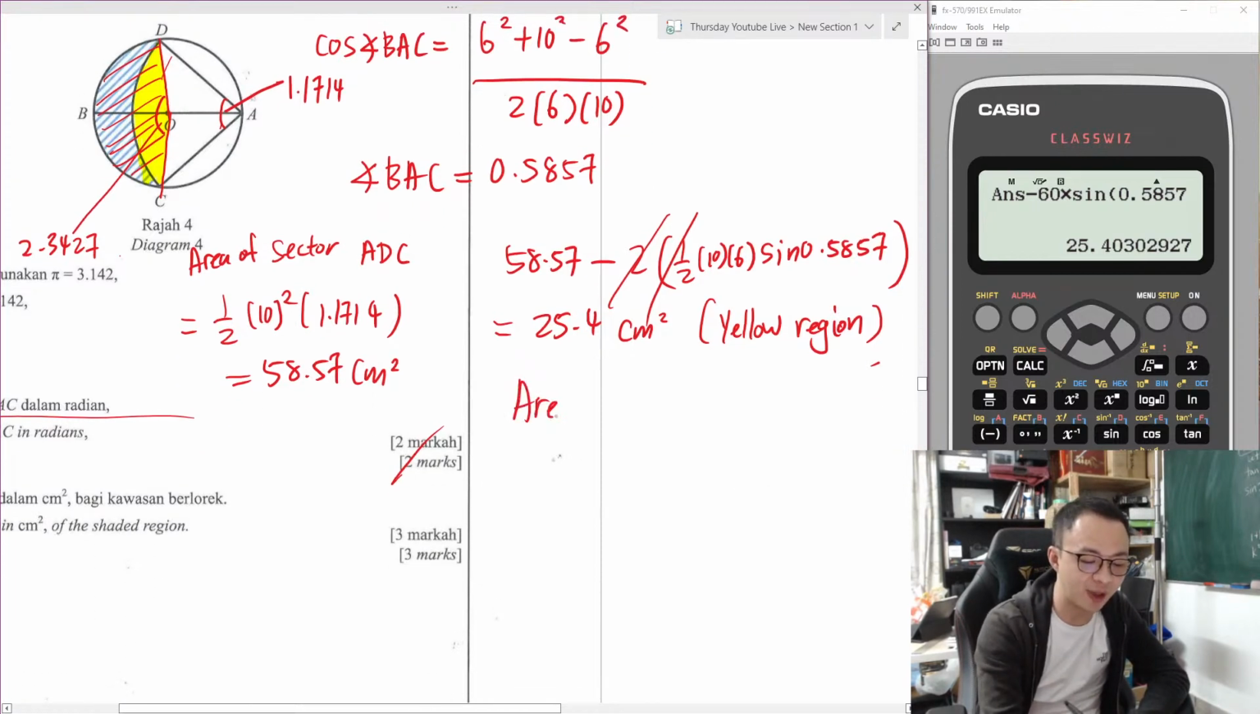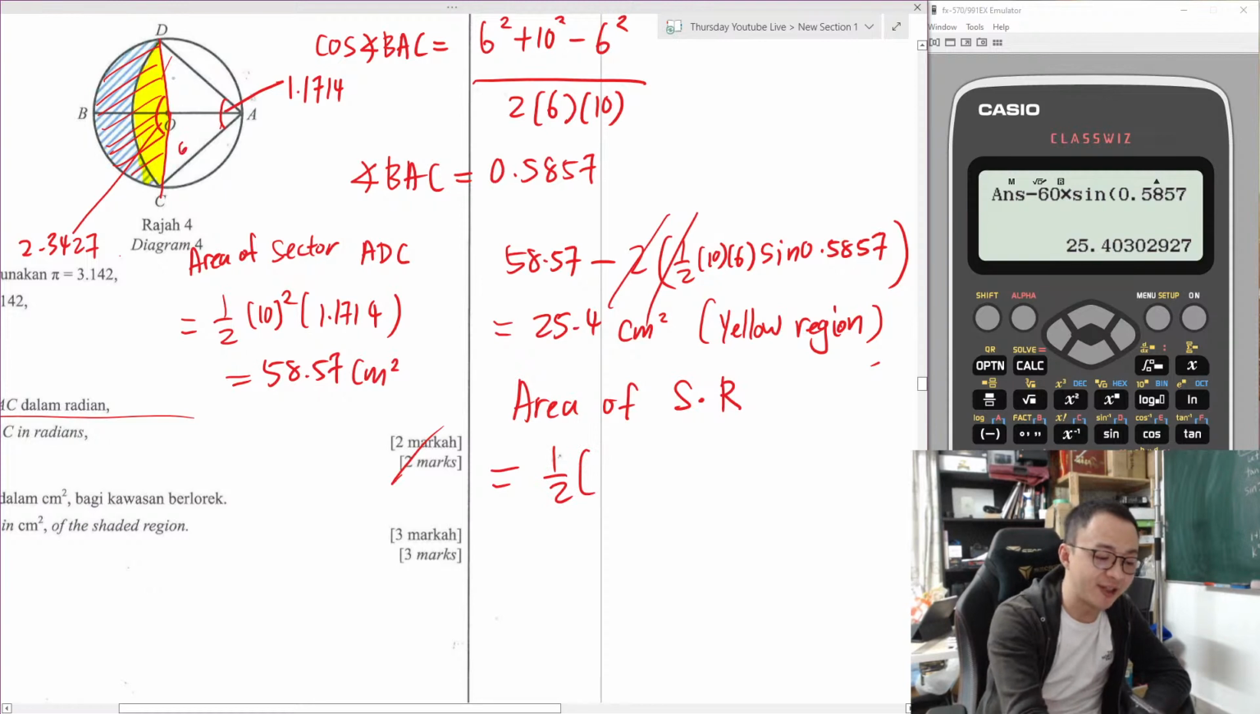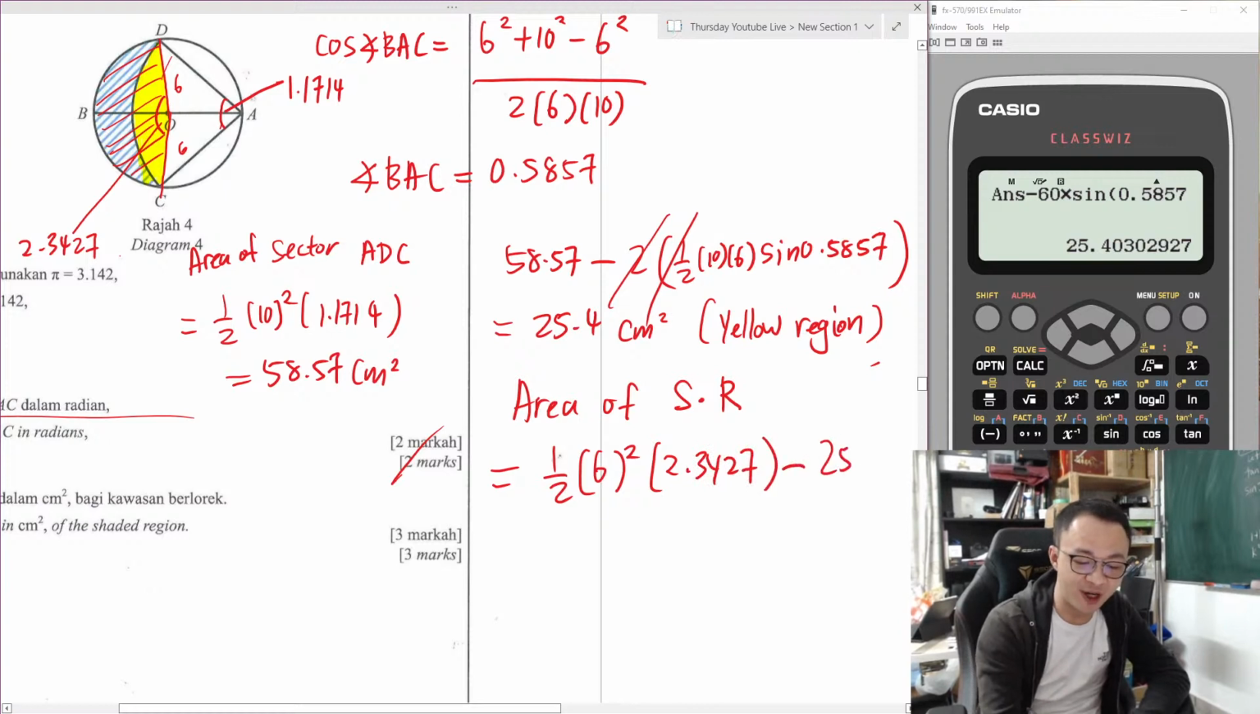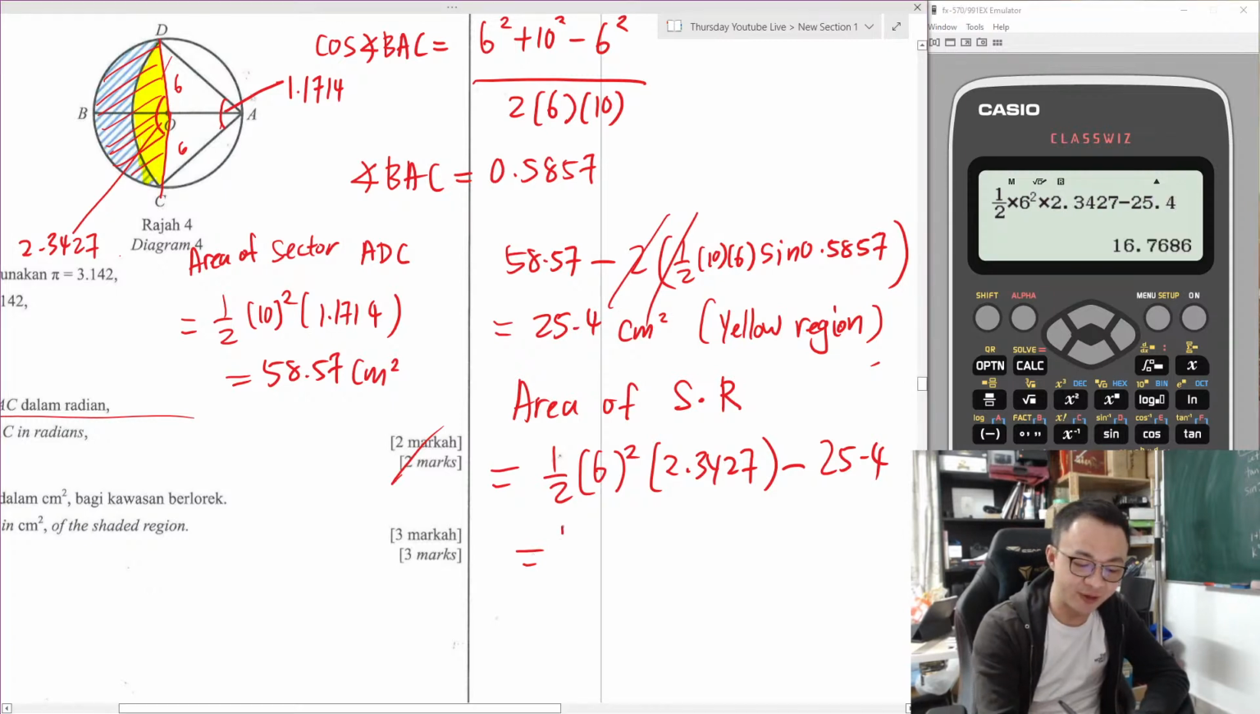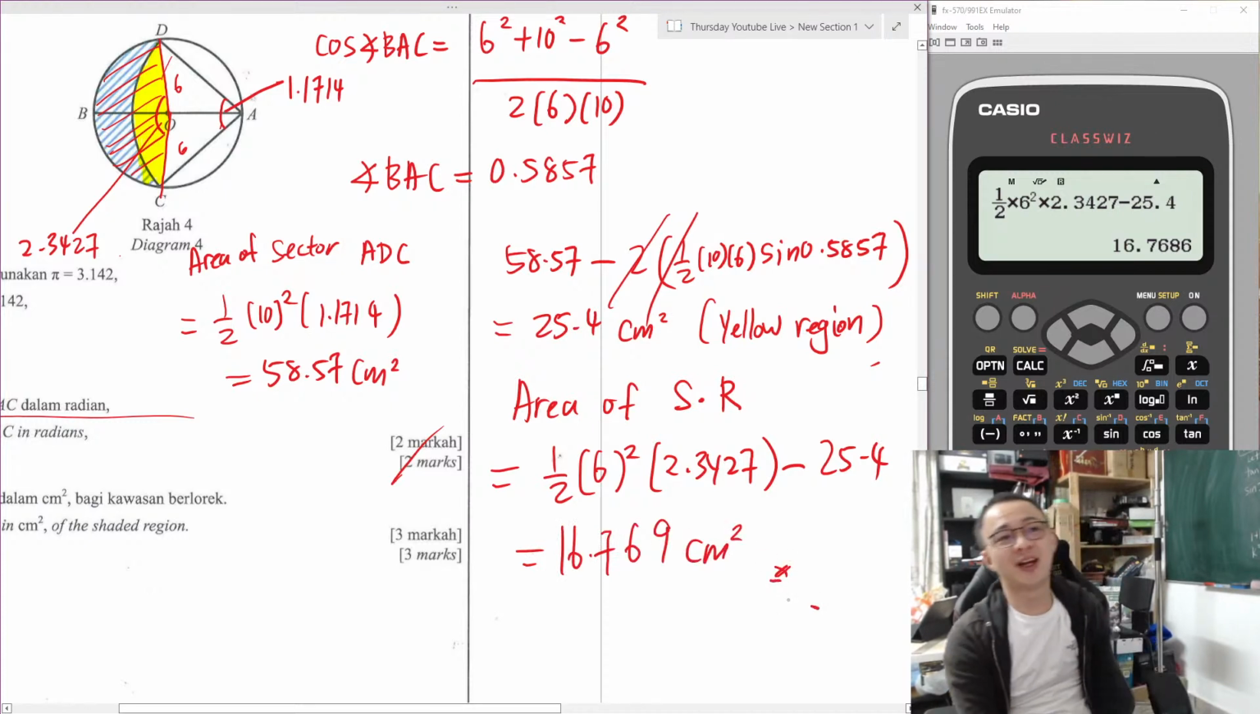So here I can straight away do area of shaded region equals area of sector, half r squared. The r is 6, right? 6 squared, theta is 2.3427, minus the 25.4. Half times 6 squared times 2.3427 minus 25.4. Alright, the final answer to 3 decimal places should be 9. This is how you get the area of the shaded region.